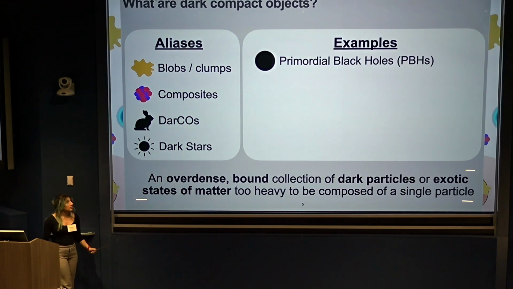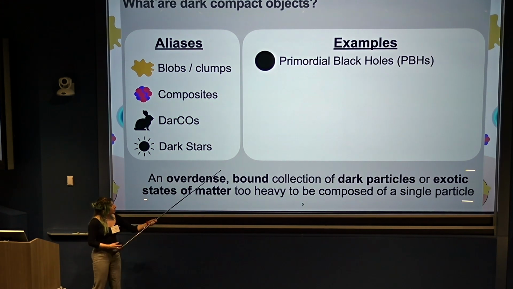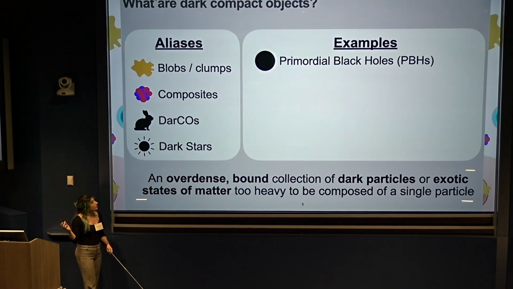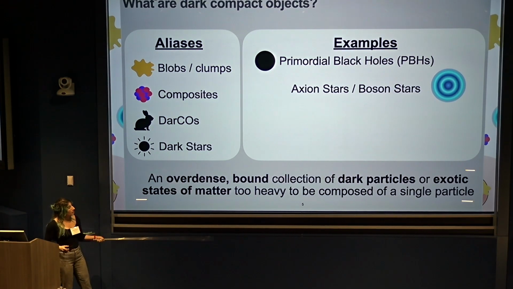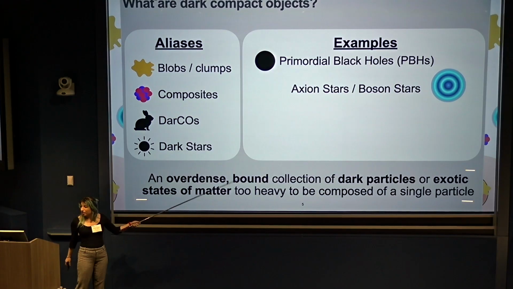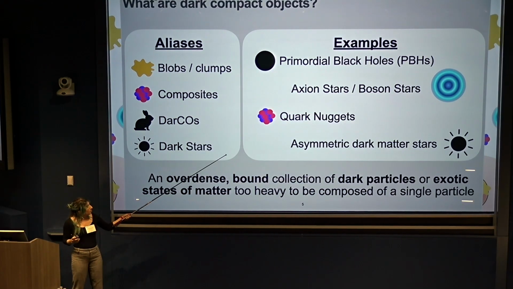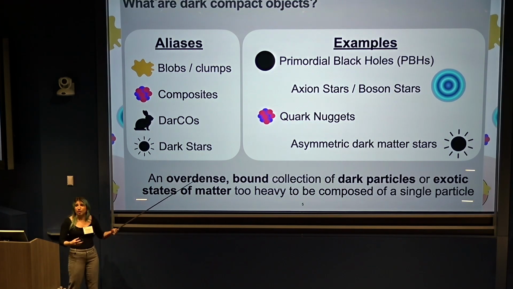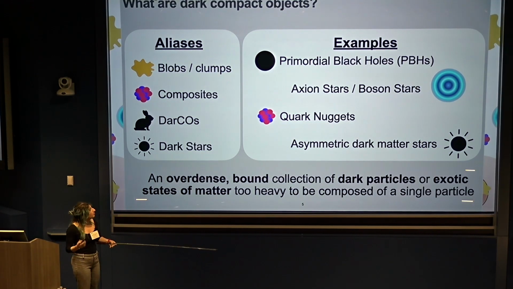But some examples of dark compact objects that you might see in nature: primordial black holes. Yes, I'm including them in this category. They behave quite similarly. Axion stars and boson stars. Things like quark nuggets and asymmetric dark stars. So there's quite a range, again, of mass and densities in the sorts of objects that fall in here.